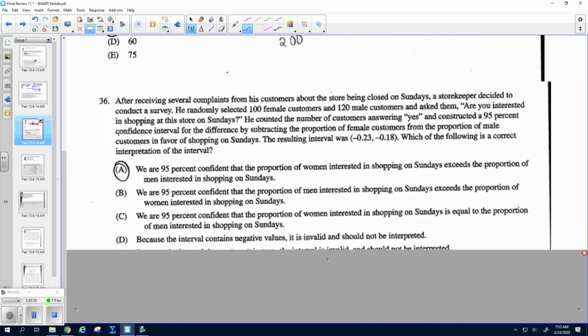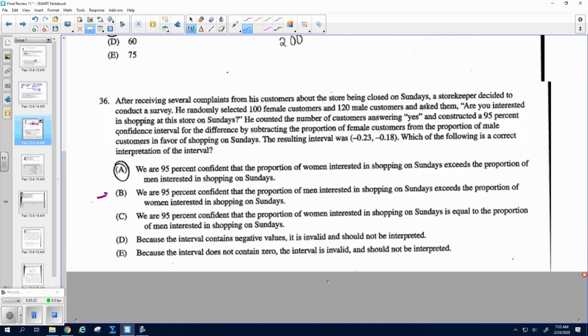All right, so these first three are your sentences for confidence interval. You just have to know the order that you're subtracting. So it says you're constructing a 95% confidence interval for the difference by subtracting the proportion of females from males. So because we got a negative, females exceeds males, so the correct answer is A.